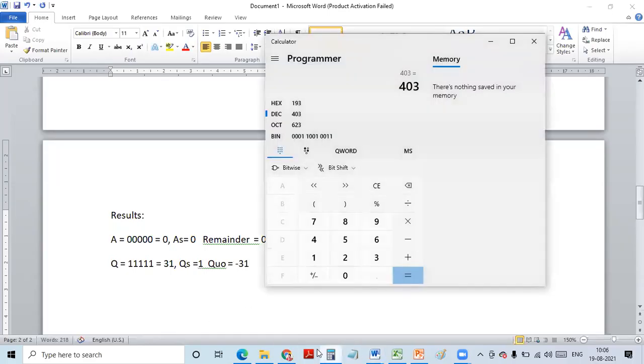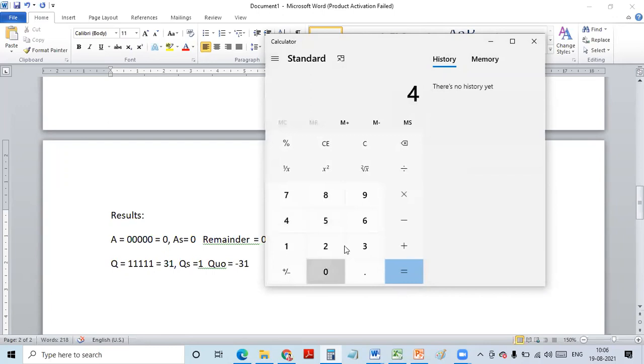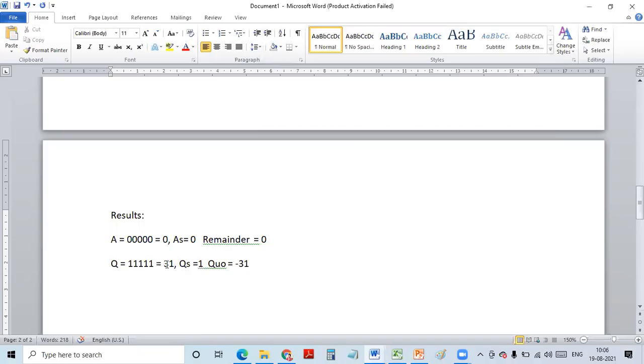So you can check it. 403, right? 403 divided by 13. 31 is the quotient. There are no fractional portions. So remainder is 0. So 403 by minus 13. So minus 31 is the quotient. Okay.